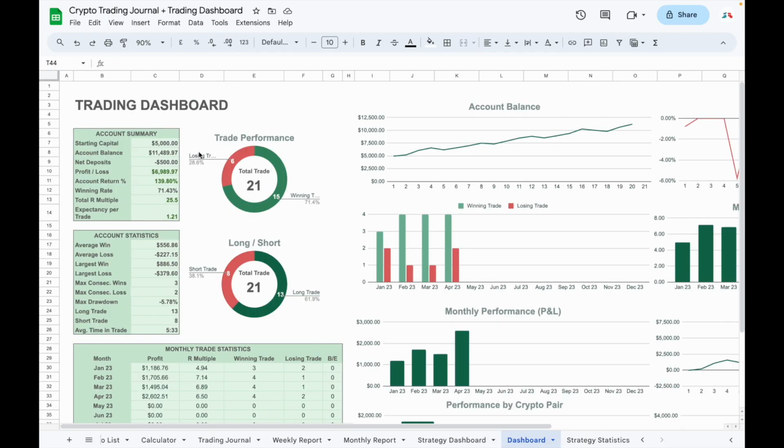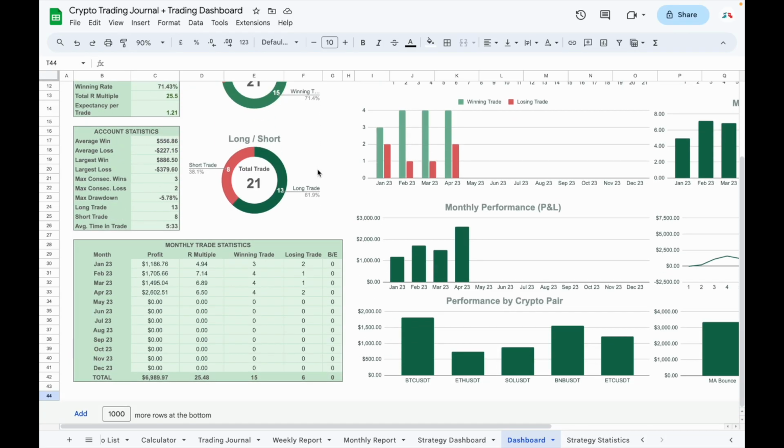Lastly, the most important part of this journal is the main trading dashboard. It shows you a comprehensive overview of your account trading activity over the 12-month period. It displays your account summary such as account starting and ending balance, total P&L, win rate, total R multiple, and account statistics such as average win and loss, largest win and loss, maximum consecutive wins and losses, and average time in trade. The pie chart shows your trade performance such as the number of winning or losing trades as well as long or short trades.